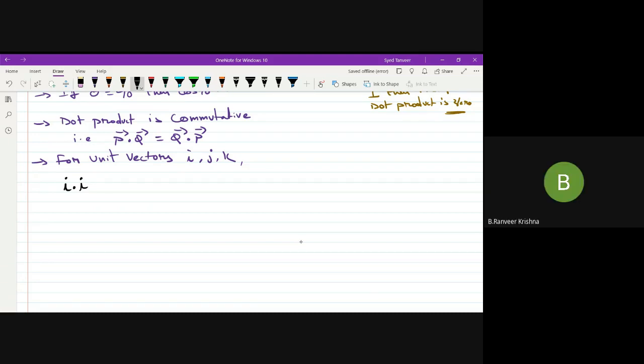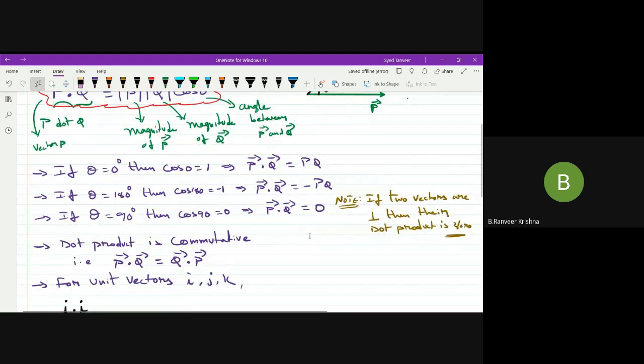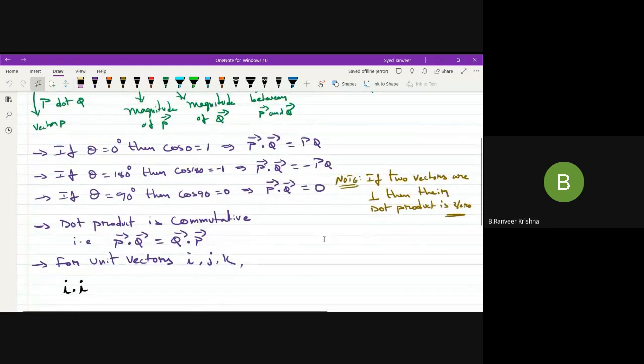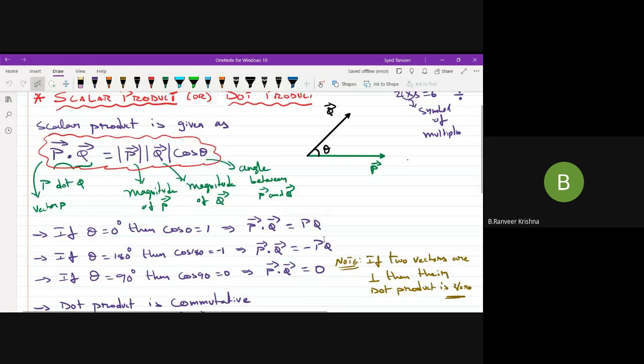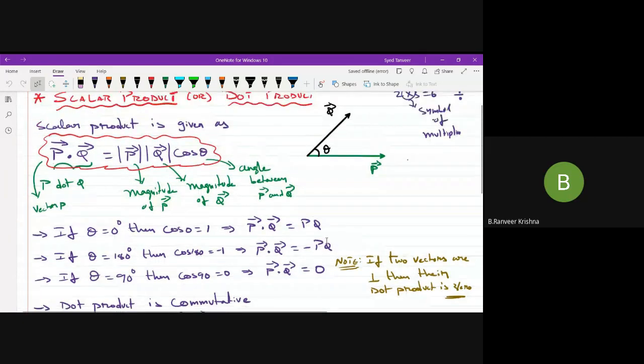Sir, I have a doubt. Here we have a scalar product now, sir. That means we do vectors in scalar type, or we do scalar multiplication? Is it used for scalar multiplication or vector multiplication, sir? Vector multiplication. We are discussing vector multiplication. We are multiplying two vectors. There is no need to discuss scalar multiplication.